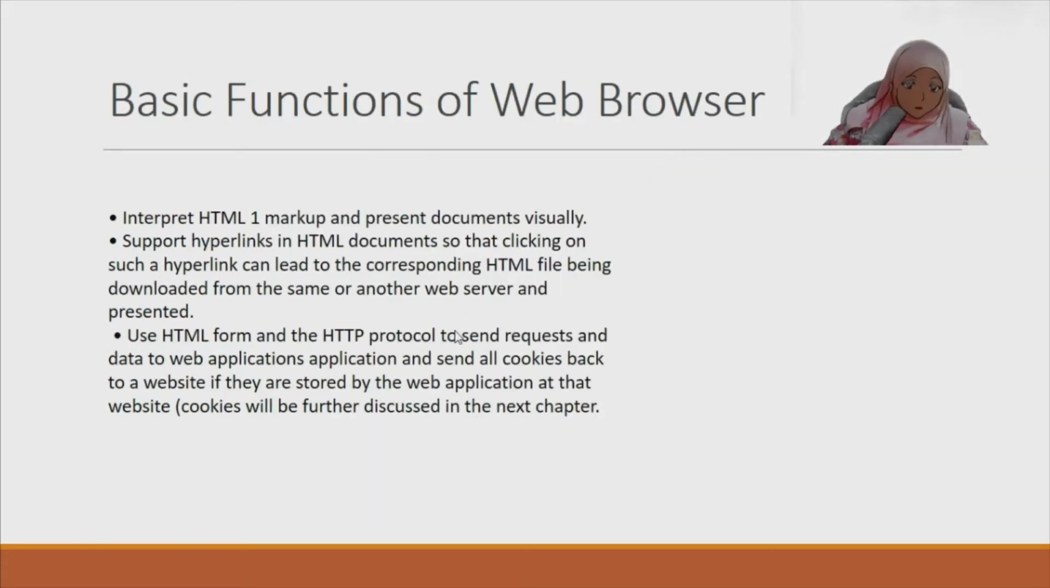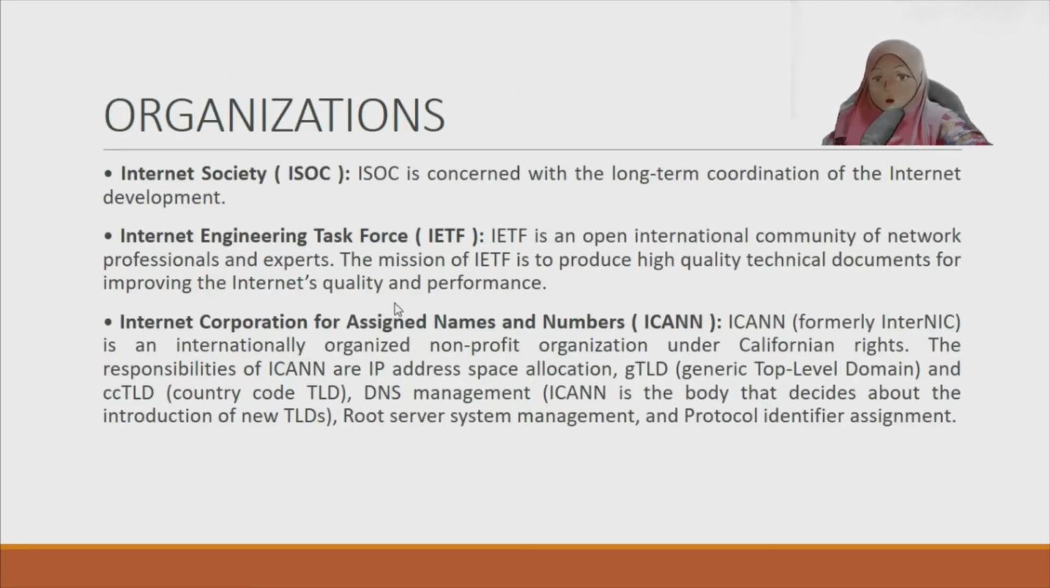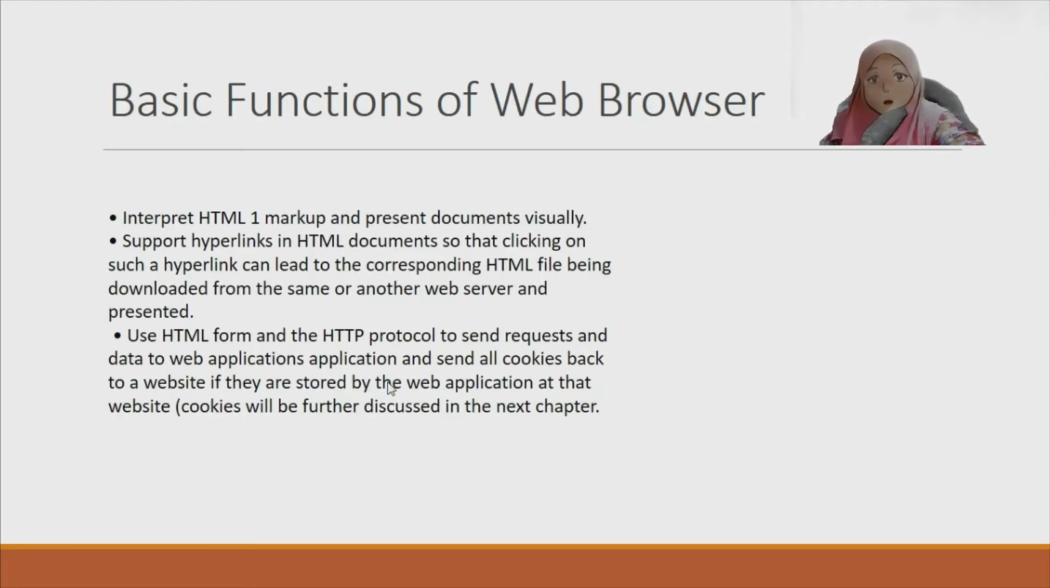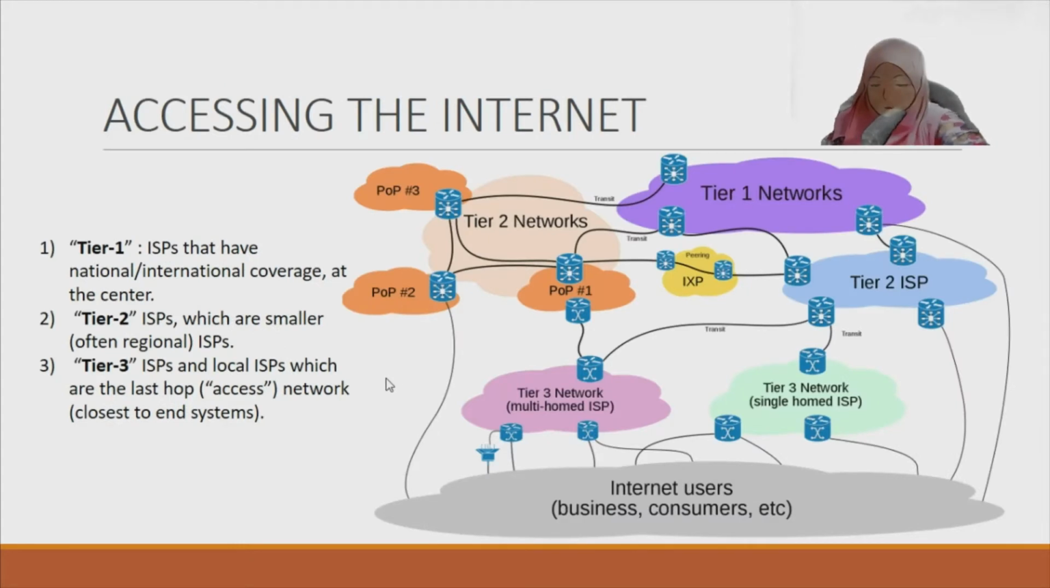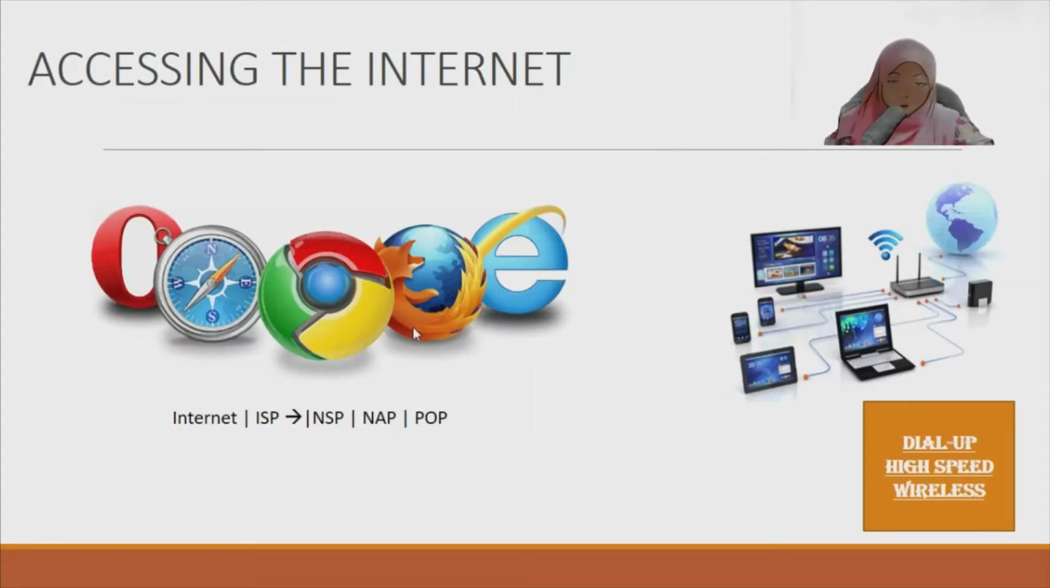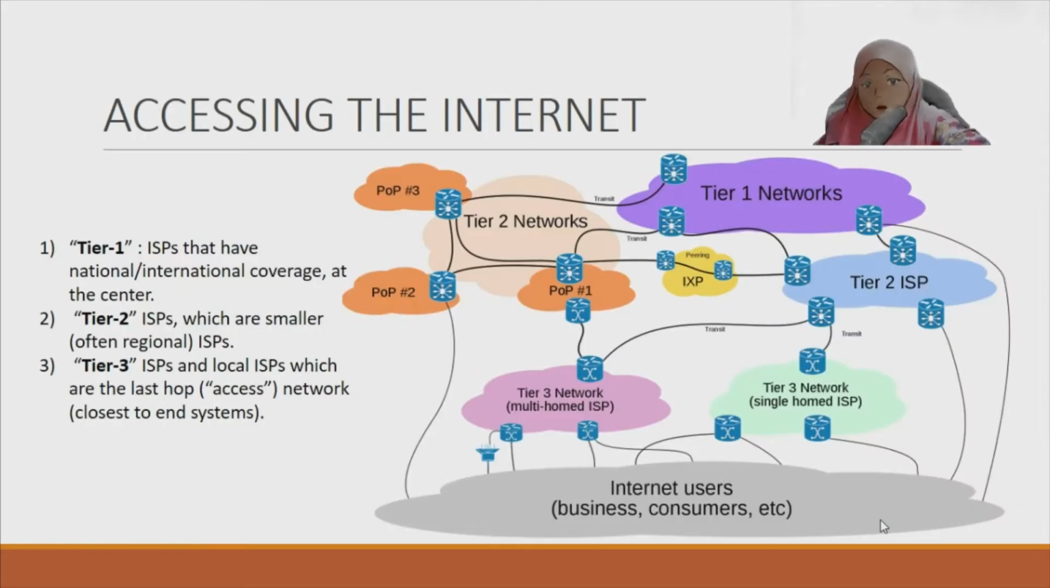Okay, so next, before that, on how we connect to the internet, we can use dial-up or high-speed internet, or we can also use a wireless connection, wireless access. So there are three ways we can connect to the internet. And these are the basic structure: tier 1, tier 2, and tier 3.